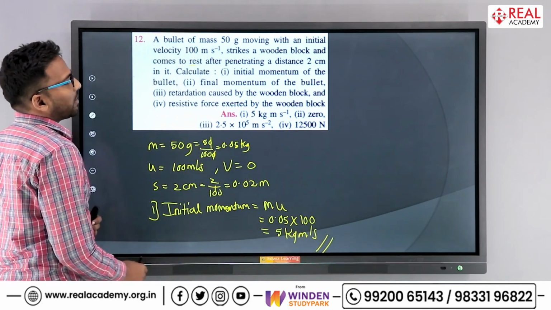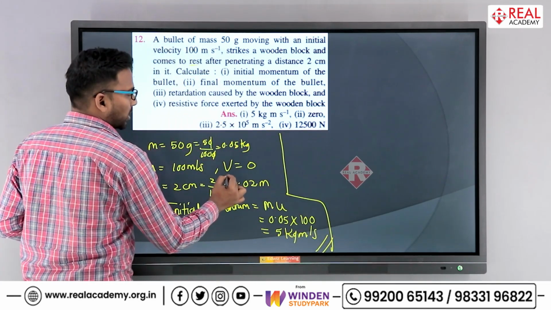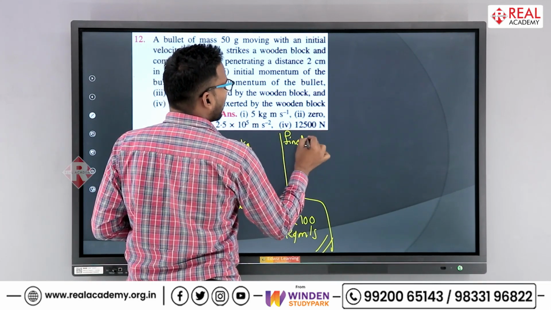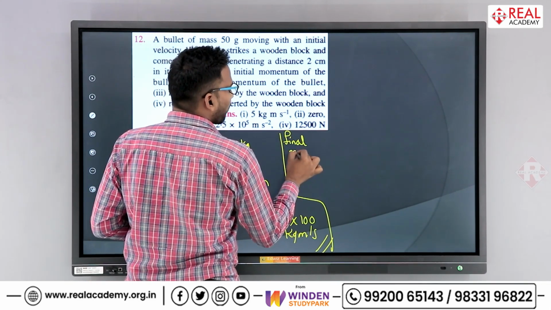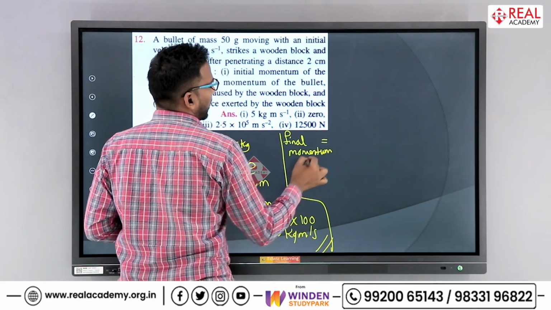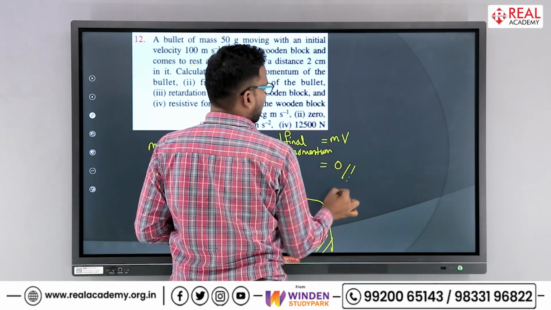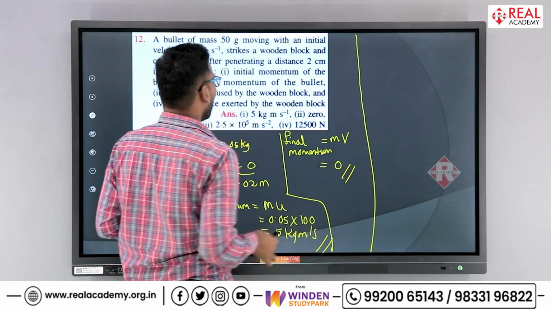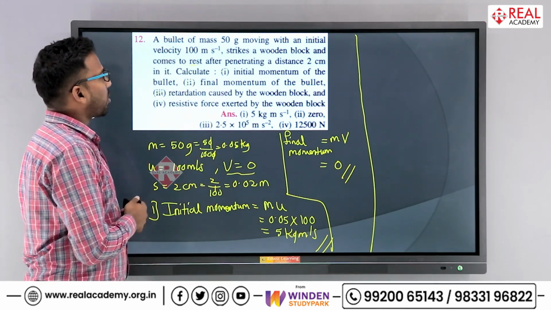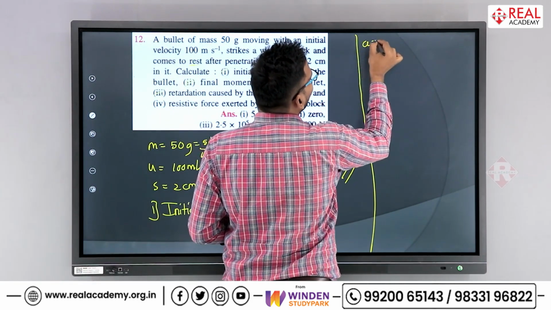First one. Second, final momentum. Now you people tell me, final velocity is 0, then final momentum will be 0 only. Final momentum, that is mass into final velocity, which is nothing but 0. Okay, this one and this one. Now third one, retardation caused by the wooden block.